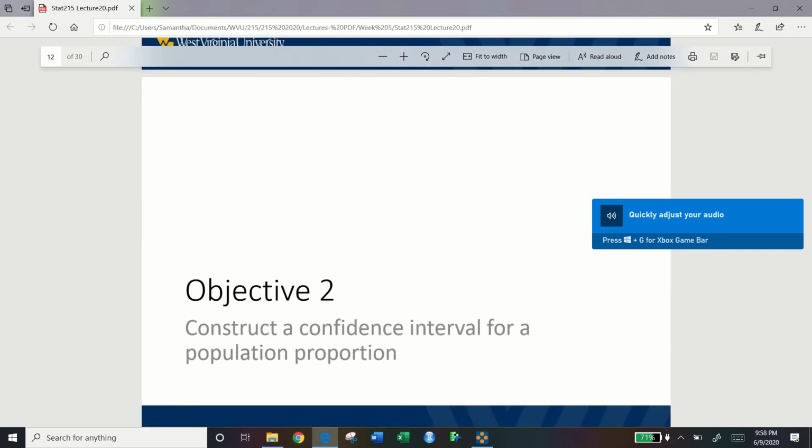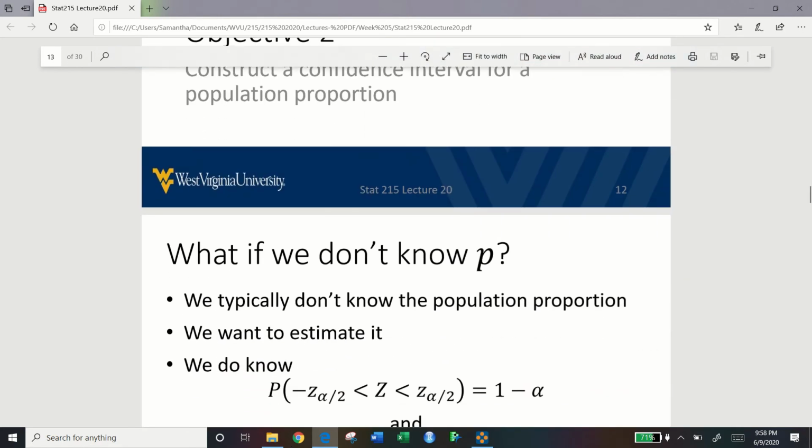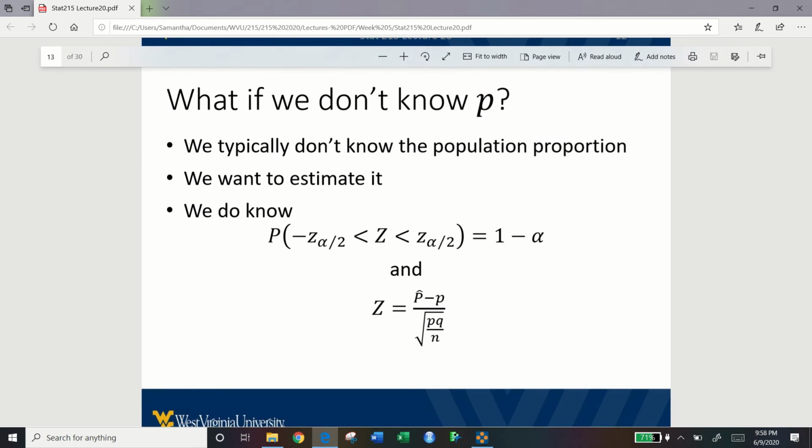This brings us to our second objective, to construct a confidence interval for a population proportion. So first we want to know, what if we don't know what p is? As you recall, we don't usually know true parameters for our population. In this case, because we're talking about proportion, that would imply that we typically don't know what our population proportion is. So instead, we have to estimate it.